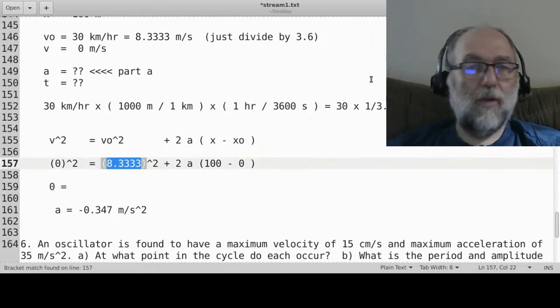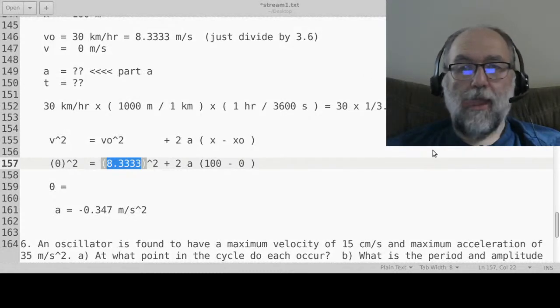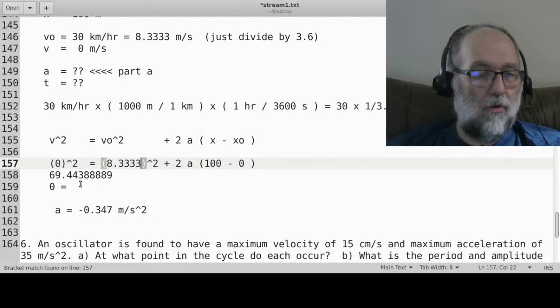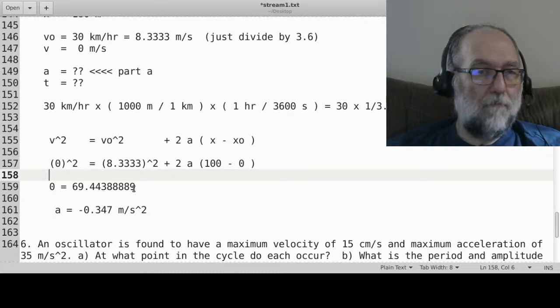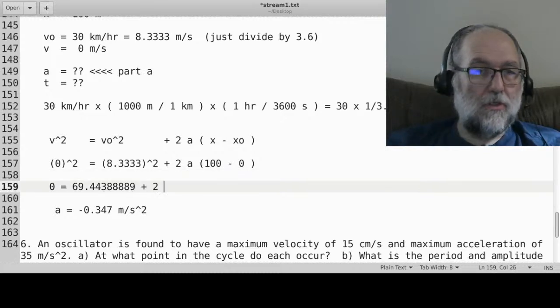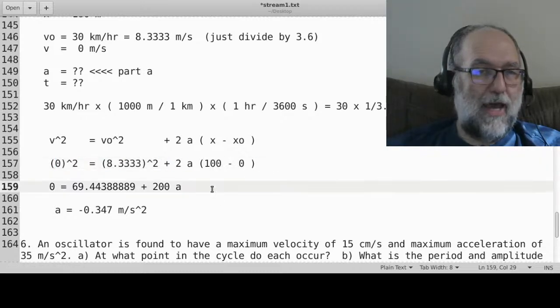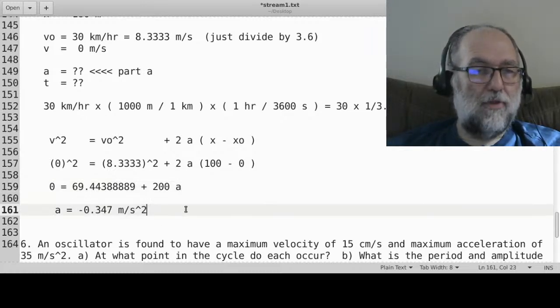Oh, I don't have my calculator ready. Sorry about that. Just give me a second to bring that up. There we go. Plus 2 times, actually 200, because it's going to be 2 times 100, 200a, like that. So all I did here was simplify that, and simplify that, and then bring the 69.44 to the other side, divide by 200, and you get that number there.